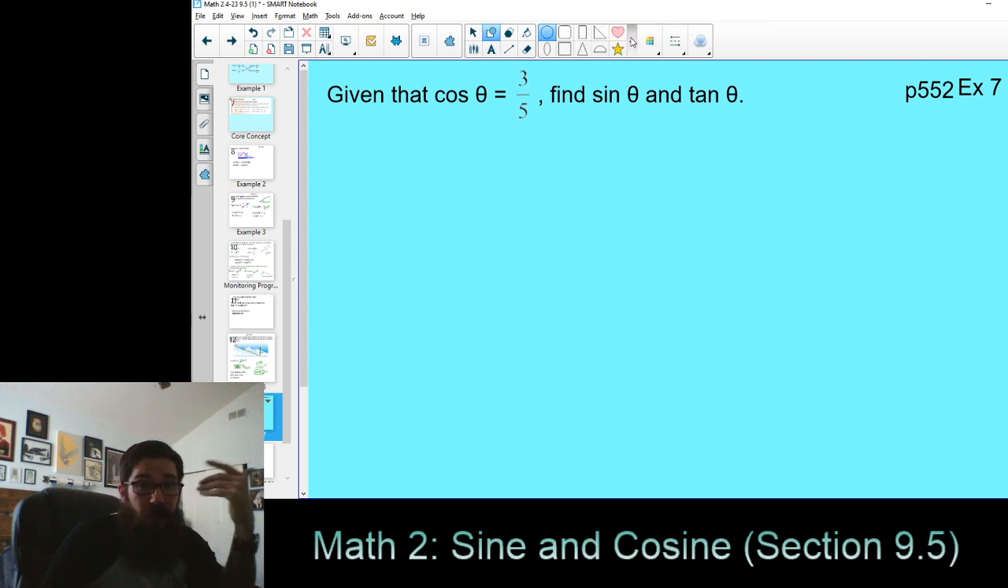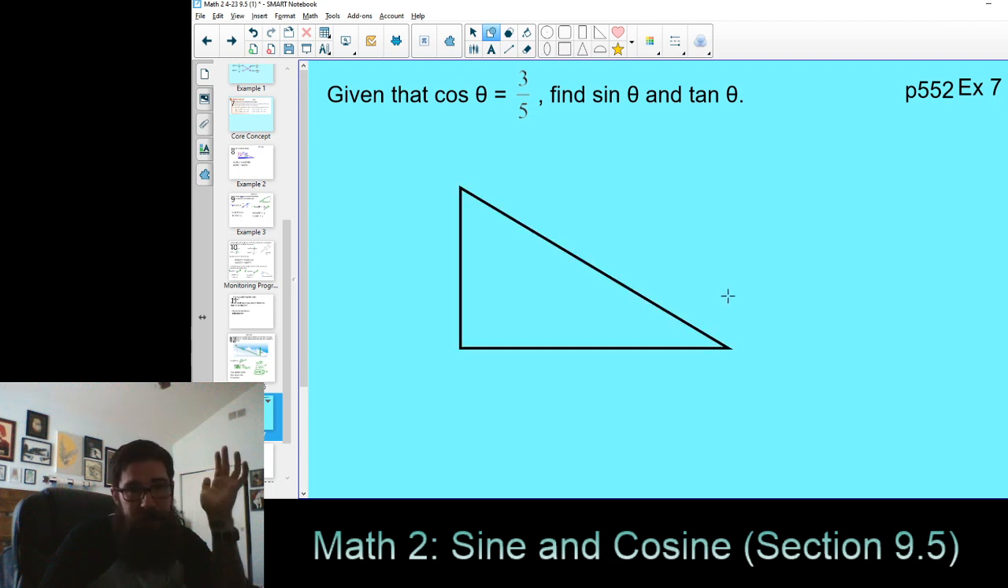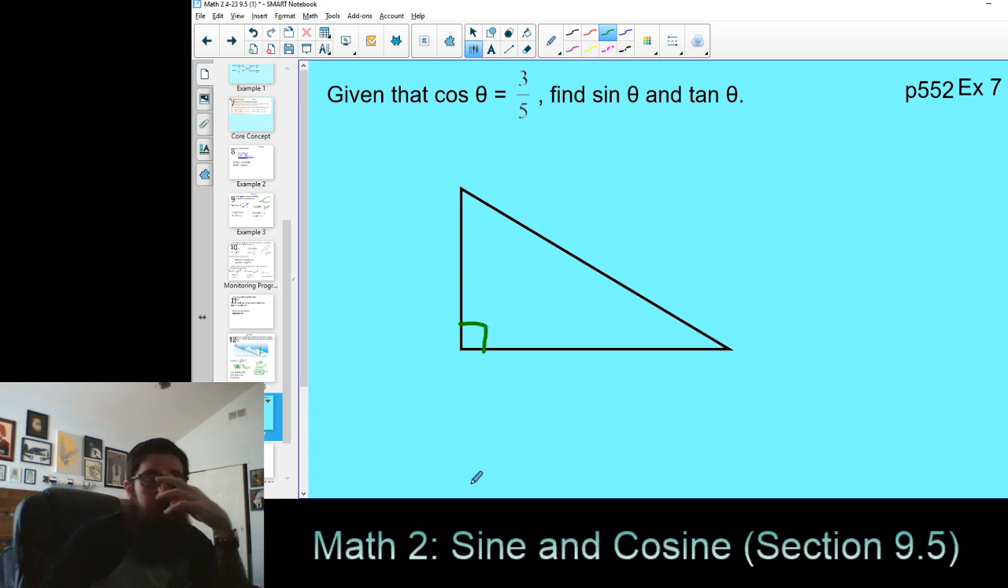For all of these style problems, draw me the triangle, please. It doesn't have to be to scale, but it makes all the difference in the world. It has to be a right triangle because this is all right triangle trig. So I'm going to put in my right angle. The book may explain this a different way, but let's use Pythagorean. It's giving me cosine. I'm going to call this angle right here theta, one of the two that is not my right angle, and I'm good to go.